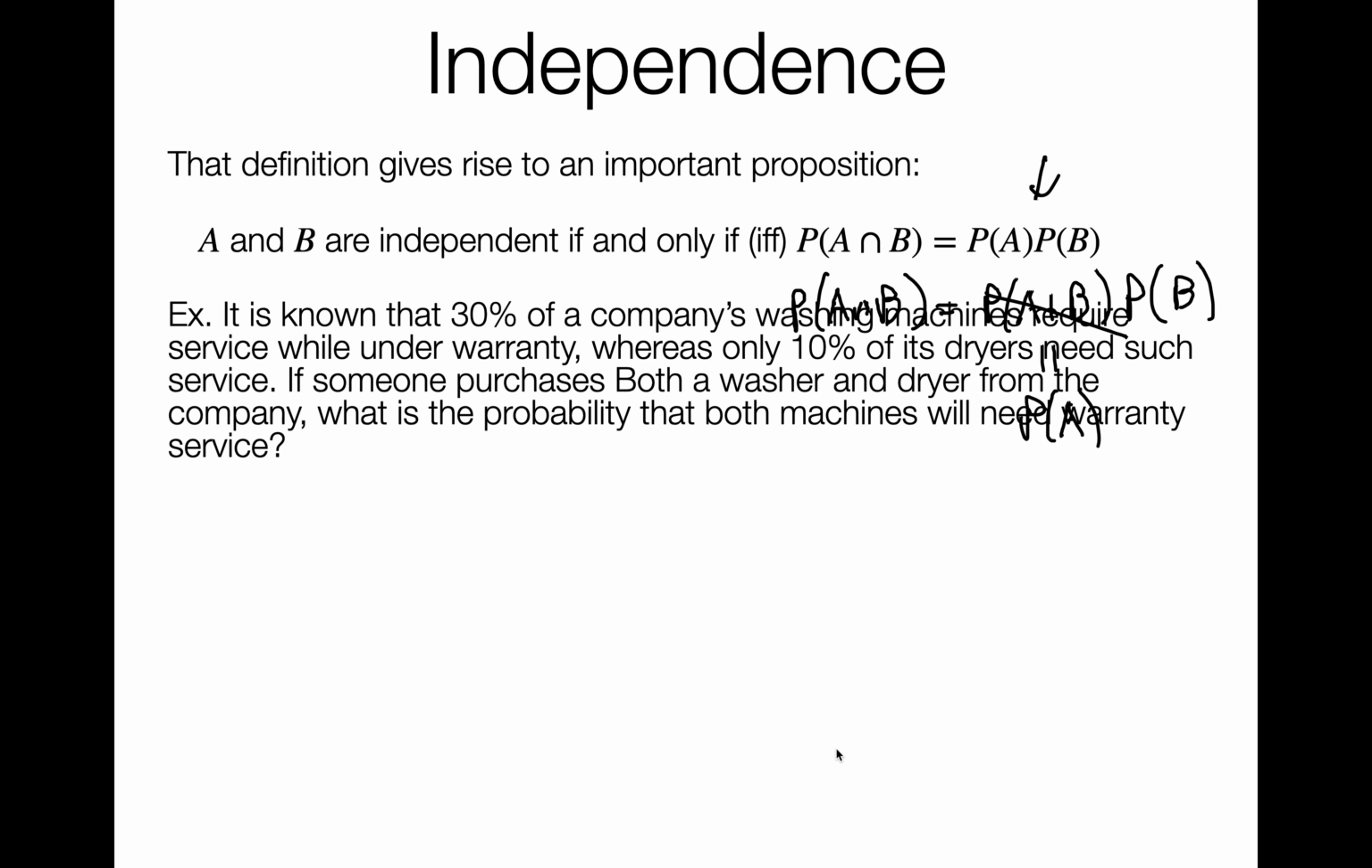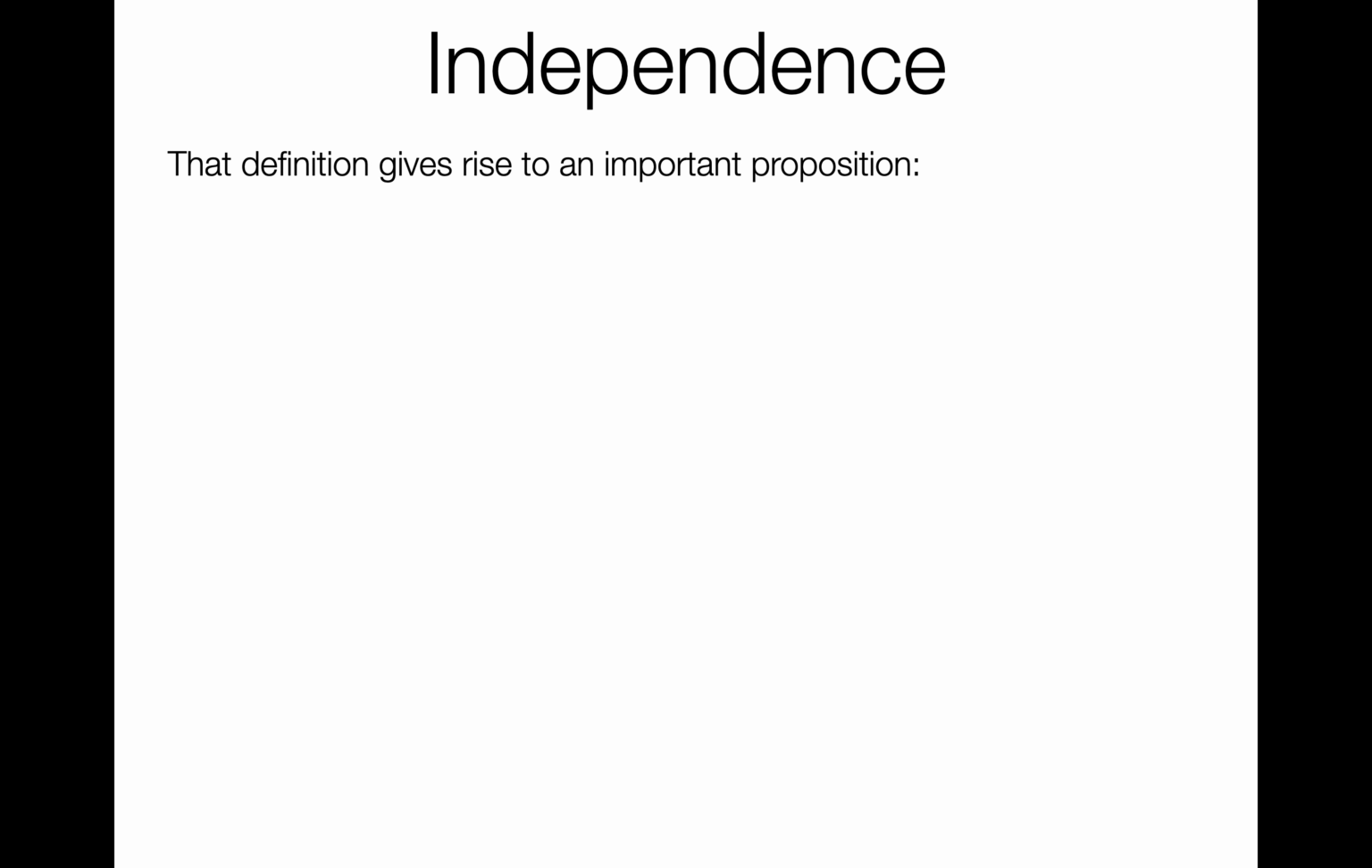So, an example. It's known that 30% of a company's washing machines require service while under warranty, whereas only 10% of its dryers that it sells need such service. If someone purchases both a washer and dryer from the company, what's the probability that both machines will need warranty service? So if we let A, I'm sorry, time that it quits out on me.